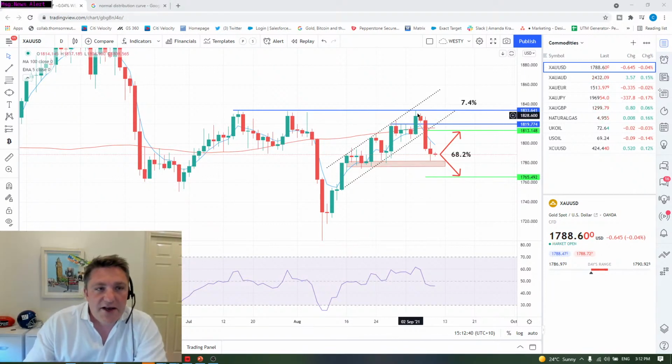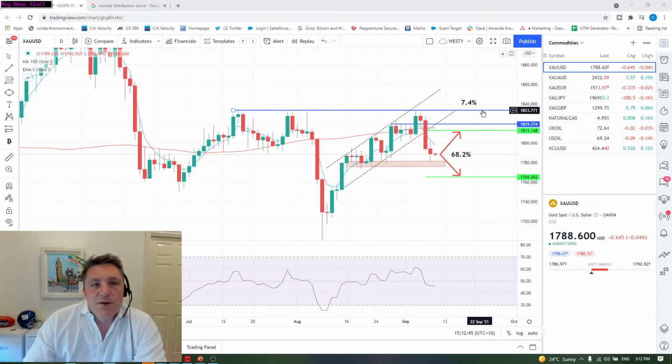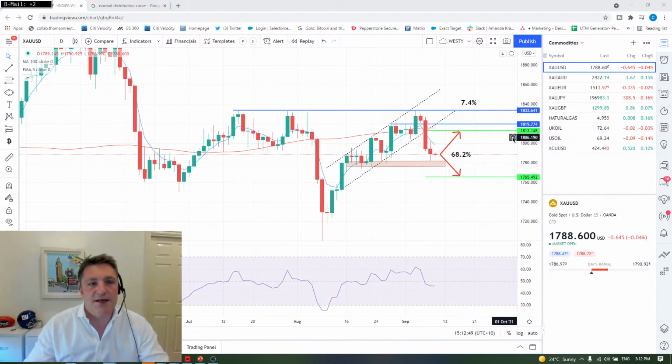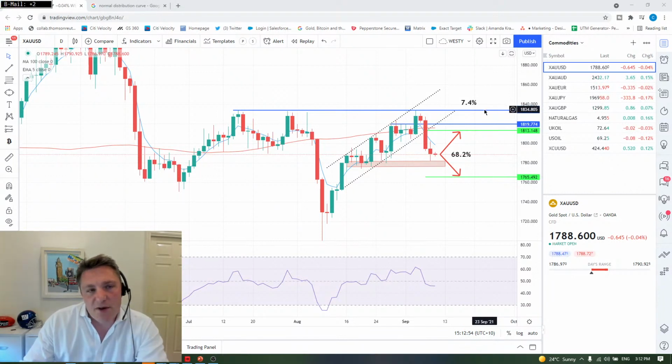But we got this failed break that played through here, and obviously a rejection off this resistance level here. But to give a bit of context for people who are saying, look, I'm going to go and buy on a break. We love buying strength. We love selling weakness above 1833. Well, the market's saying over the next week we've got about a 7% probability of that playing through.